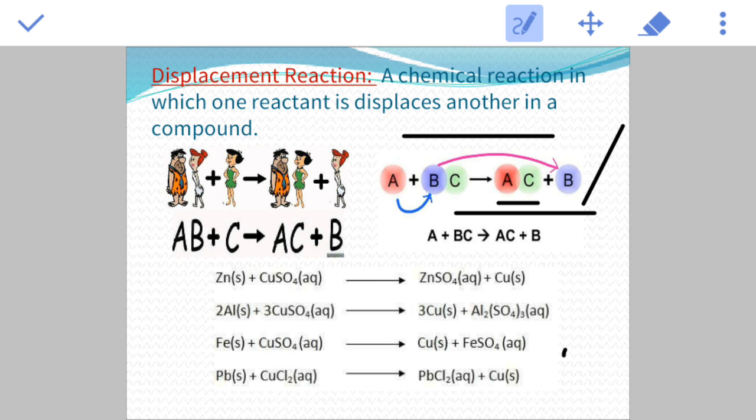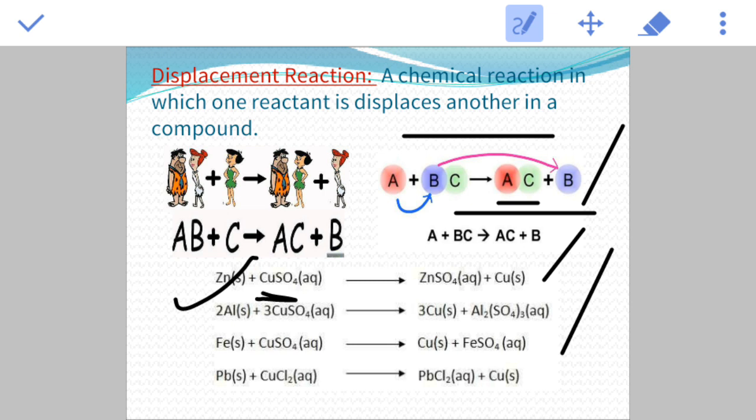So here we have examples. In the examples, Zn and CuSO4. Let's have the first example. Zinc is more powerful than copper. Zinc is more powerful than copper, so it will displace the copper, and in the products you get zinc sulfate plus copper. And the other three examples are also there.